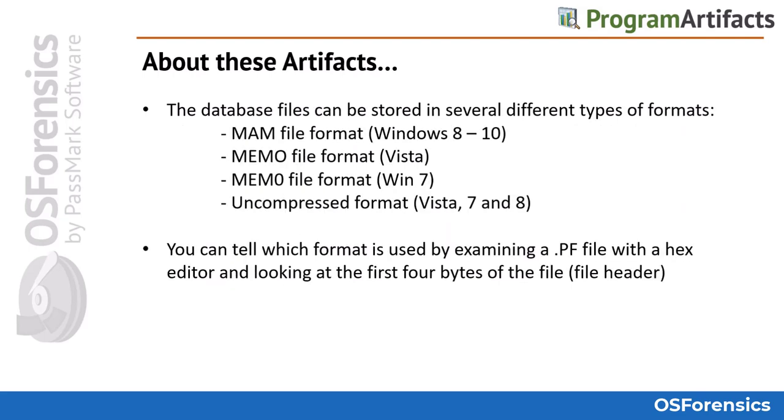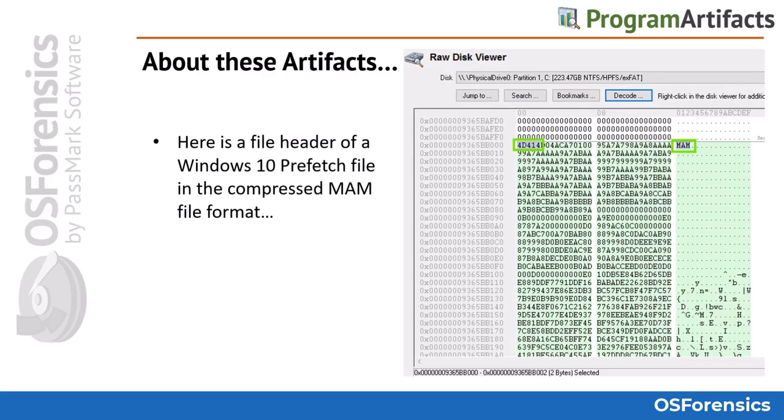The database files can be stored in several different types of formats. You can tell which format is used by examining a Prefetch file with the hex editor and looking at the first 4 bytes of the file. Here we see the file header of a Windows 10 Prefetch file, which is in the compressed MAM file format.